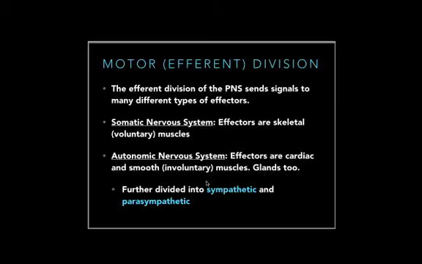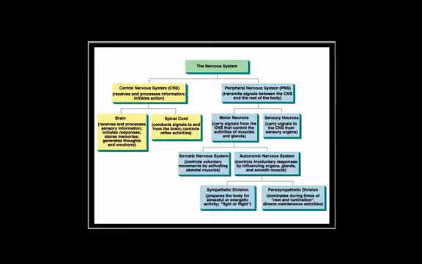The involuntary division, this autonomic nervous system, is then further divided up into two categories, the sympathetic and the parasympathetic. And we'll talk about those more in just a second. This is a really good diagram. Make sure you look this over, be able to draw this from scratch. Don't worry about all of the definitions and everything, but if you can just do the headings, you're in good shape. You've got the gist of this lecture.